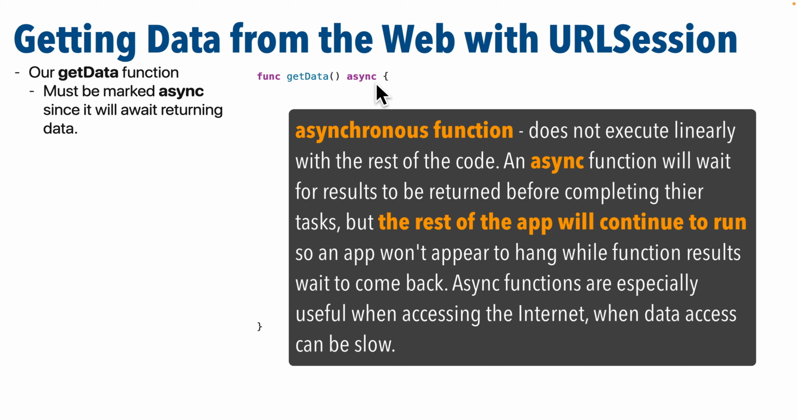Your app will still function so it won't look like it's frozen. Now, this is important when accessing the internet because sometimes accessing data over the internet is noticeably slow, and we don't want the app to freeze while we're waiting for the results to come back. So asynchronous functions are marked with the async keyword, and they don't cause the rest of the app to freeze or wait. The app continues to function, but when the results come back, the app will perform the rest of the code in this function.